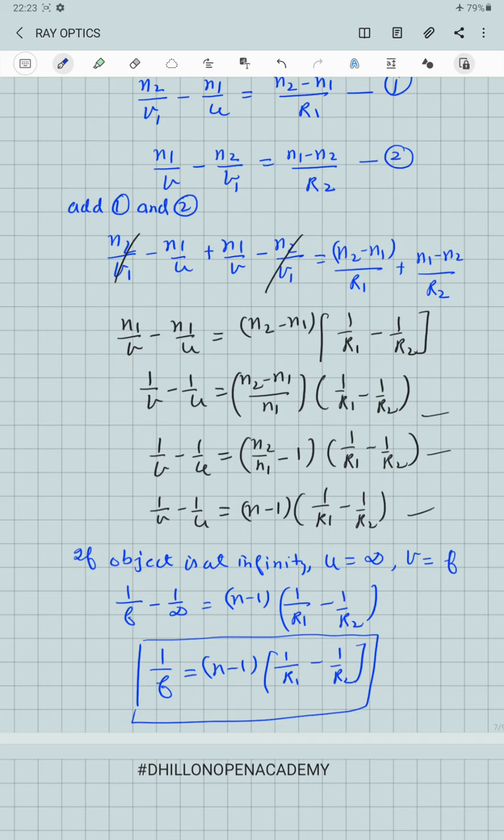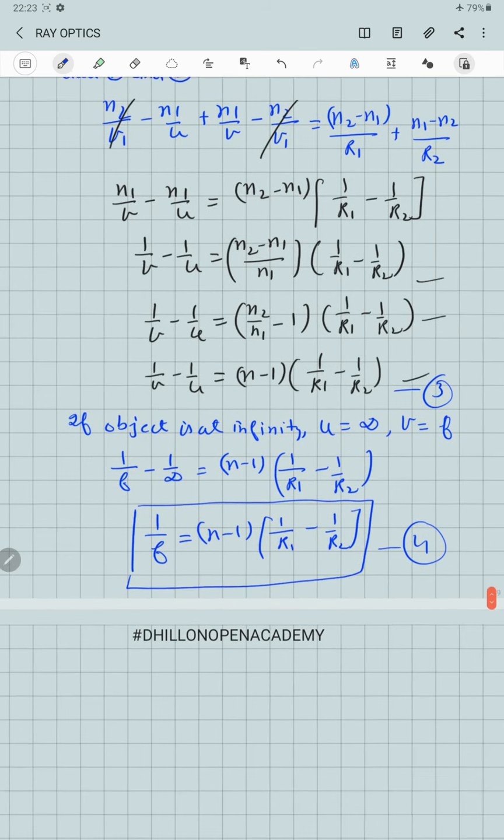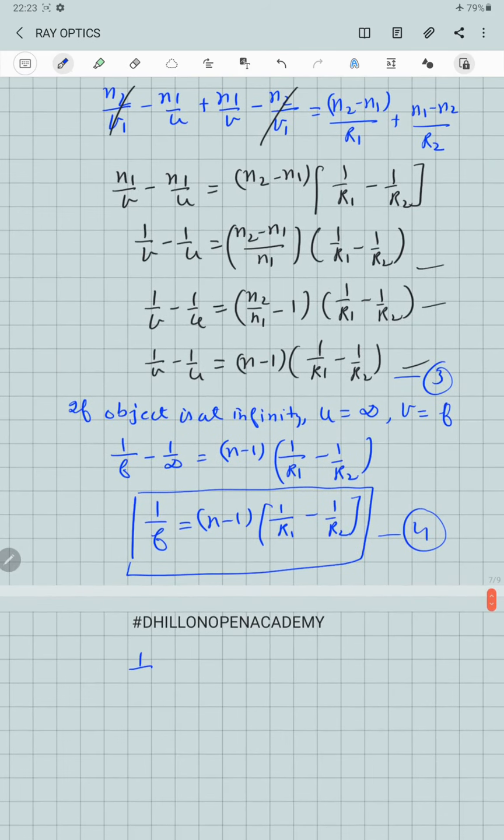At last, if we compare equation number 3 and equation number 4, we get the new formula 1 by f is equal to 1 by v minus 1 by u. We take it as equation number 5.